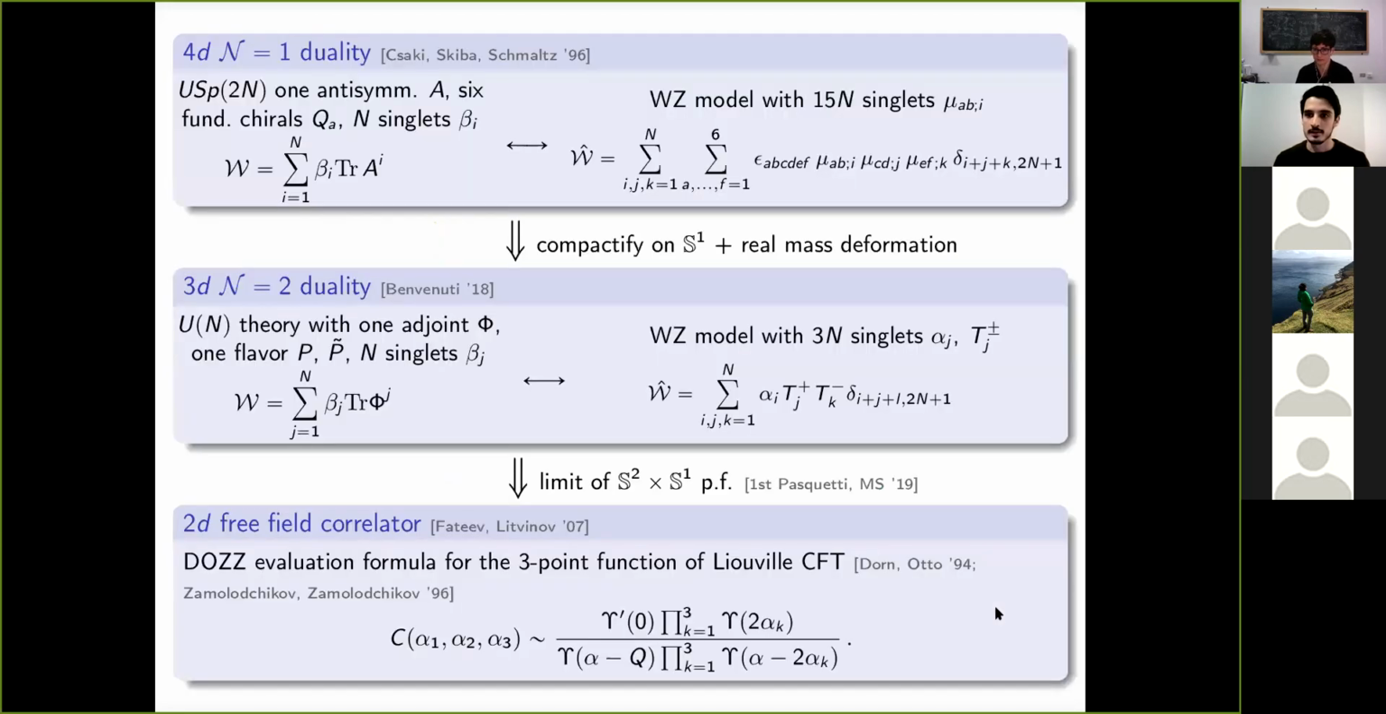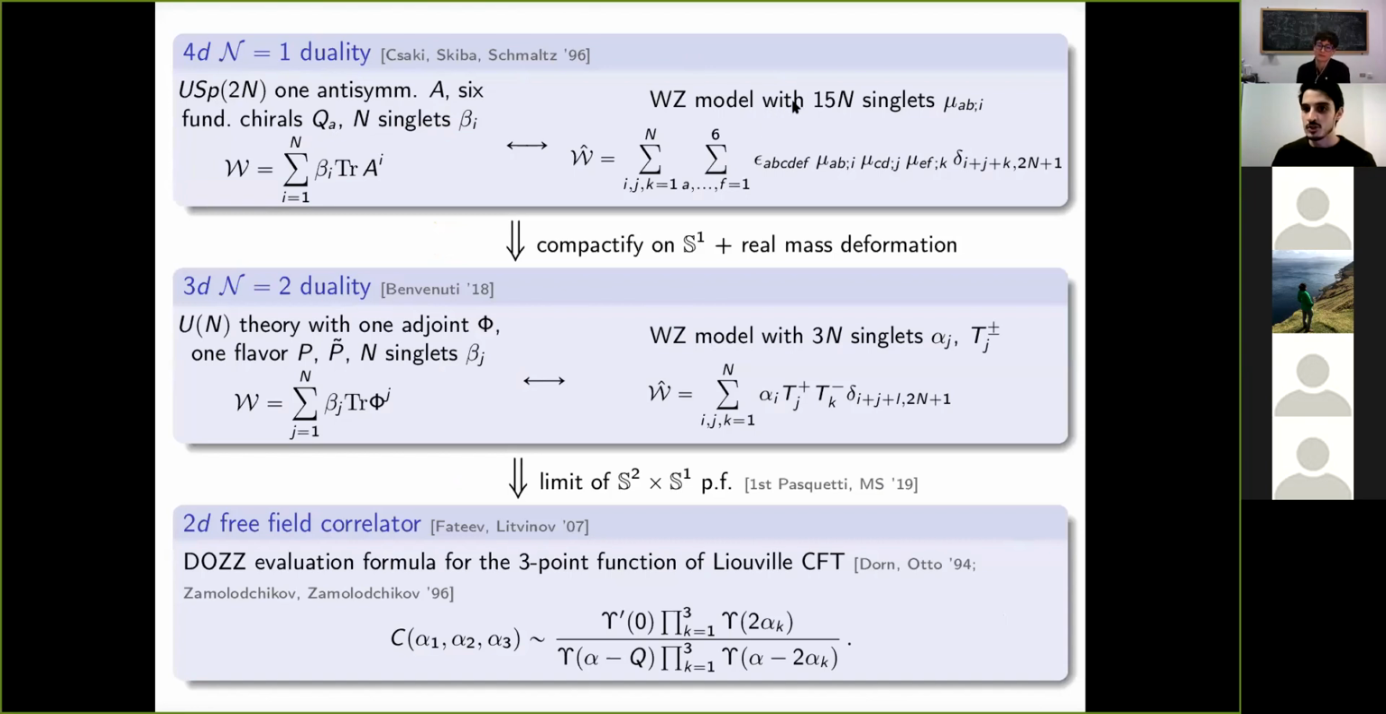And this is an example in which we can really take all these limits explicitly. In this example, the starting point is a 4D N=1 duality for a USp(2N) gauge theory with 1 antisymmetric chiral, 6 fundamental chirals, and some gauge singlets. And the dual theory is a Wess-Zumino model.